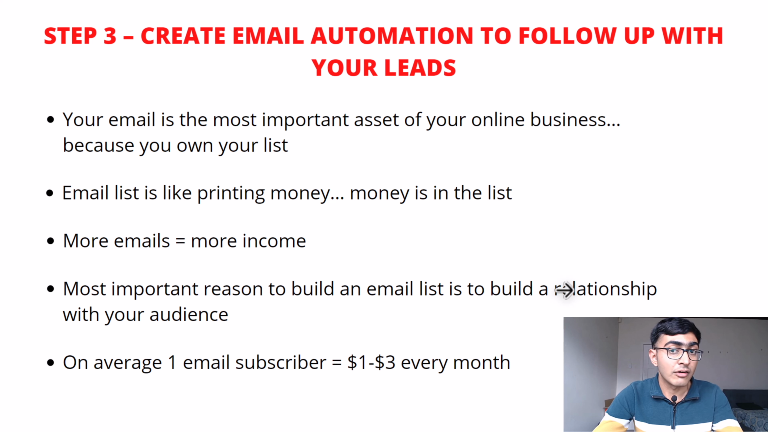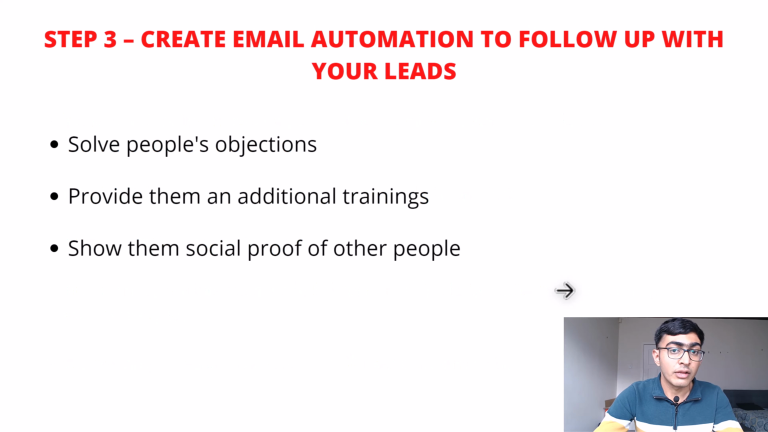So this is the power of your email list. And the main goal of your email automation is to solve people's objections, provide them additional trainings, and show them other people's social proof. If you are promoting any product to your email list, your email subscribers have a confusion: will the product actually help me solve my problem or not? As an affiliate marketer, your job is to solve all the objections of people. And once you solve all of their objections, then they will definitely purchase the product that you are promoting.